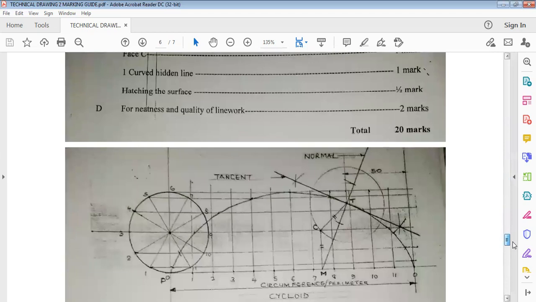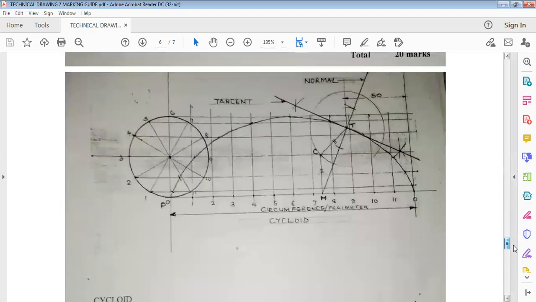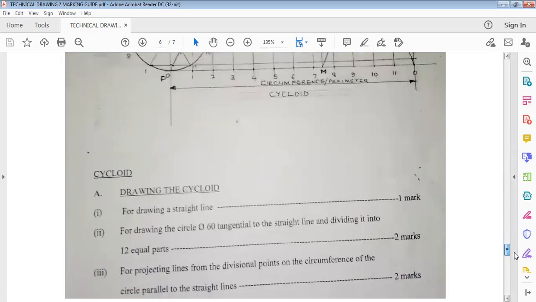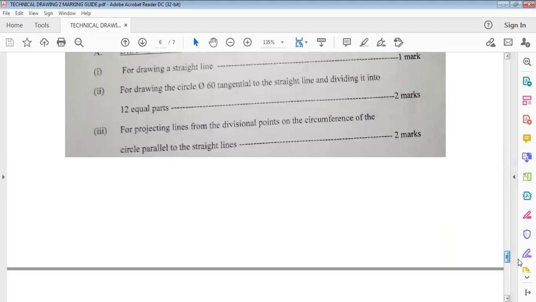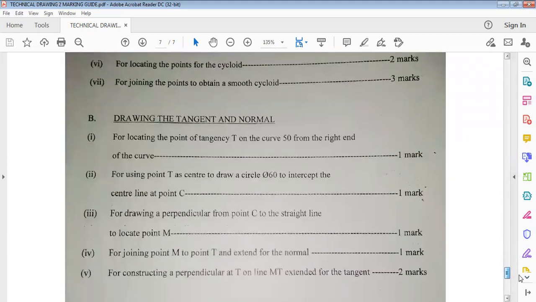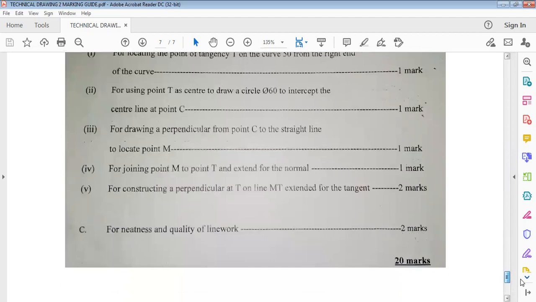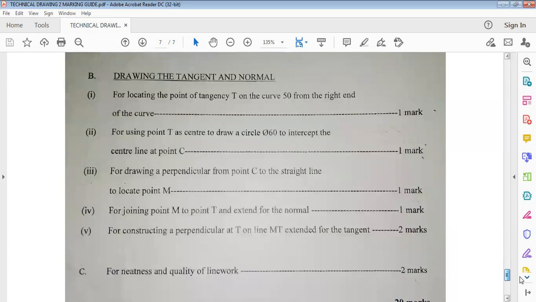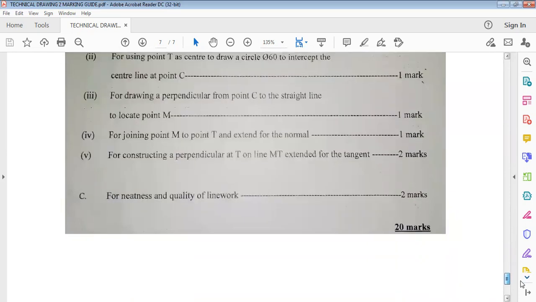And then the last one that we have here is on the cycloid. If you look at this, each step that you take here has its own marks, as you can see here. 1 mark, 2 marks. So every step that you take has its own mark. And then the total score here is 20 marks.